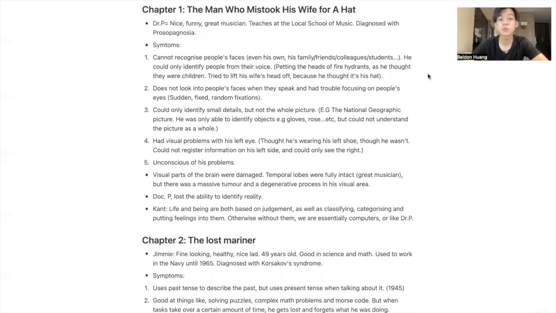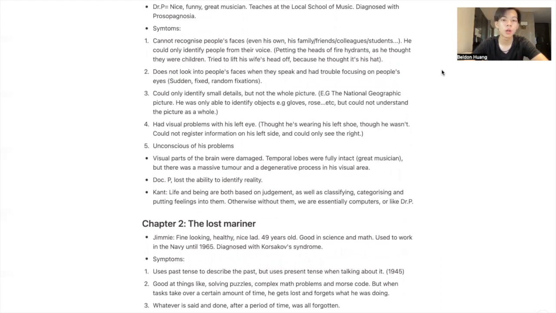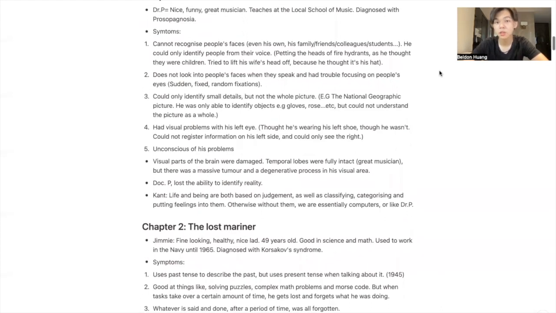And its symptoms are he couldn't recognize people's faces, even his own, including his family, friends, colleagues, students, etc. And he could only identify people from their voice. And so that led him to doing things such as petting the heads of fire hydrants as he thought that they were children. And he even tried to lift his wife's head off because he thought it was his hat.